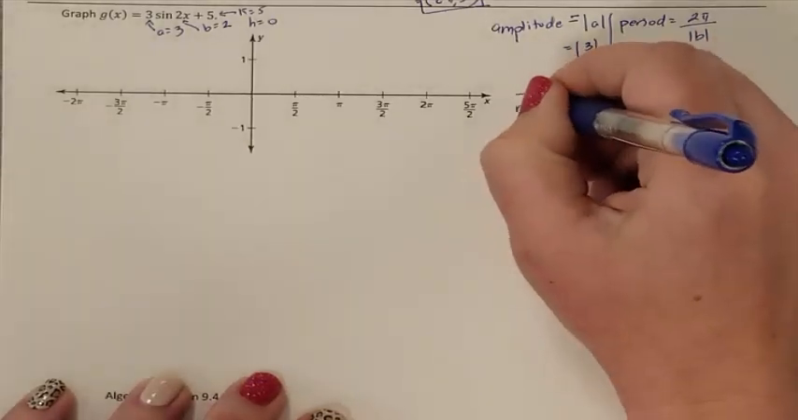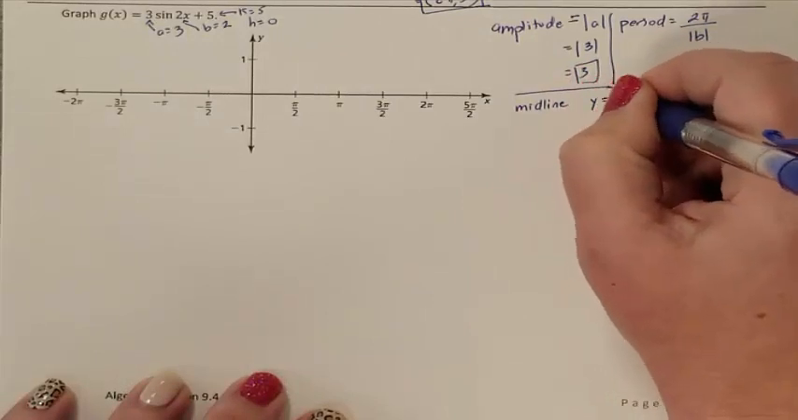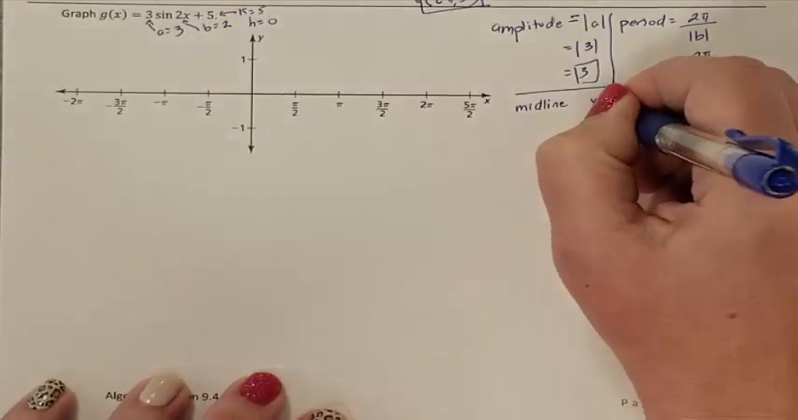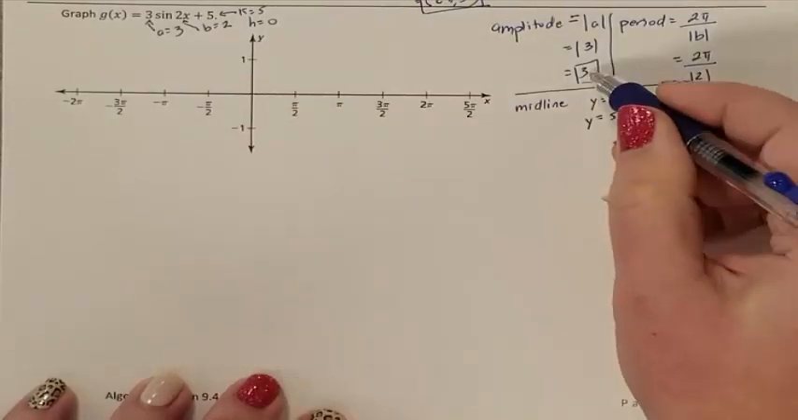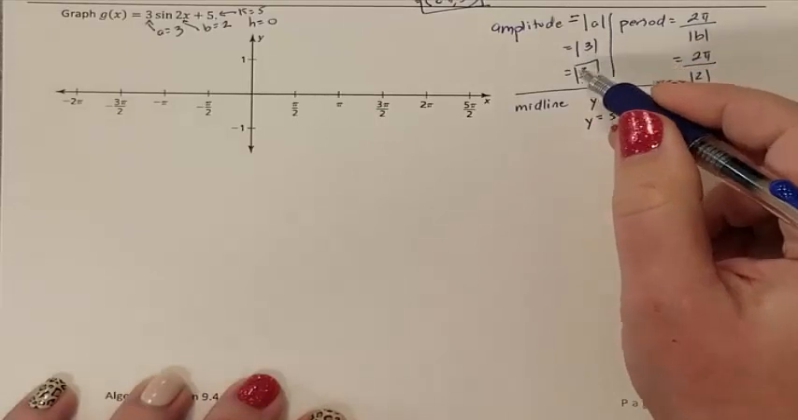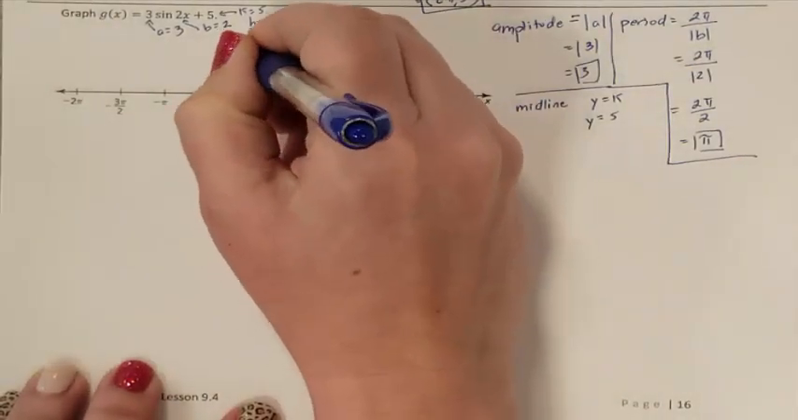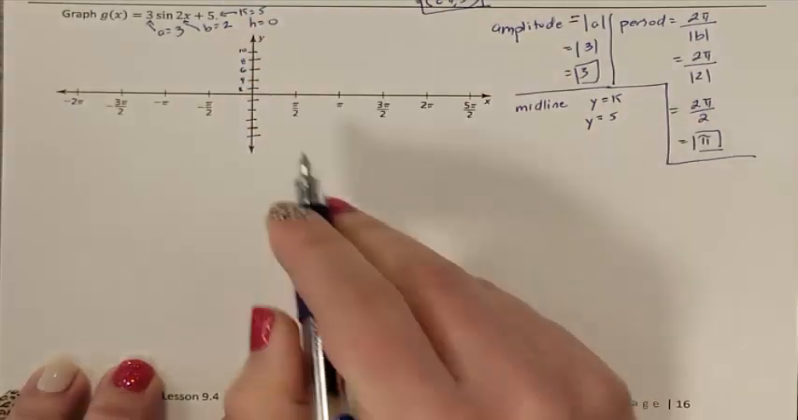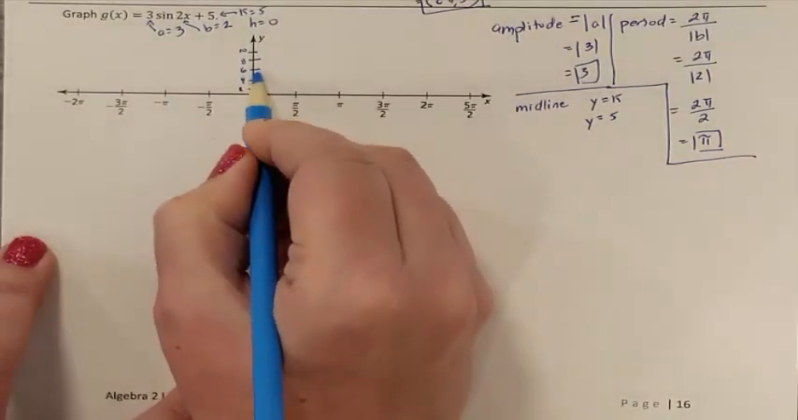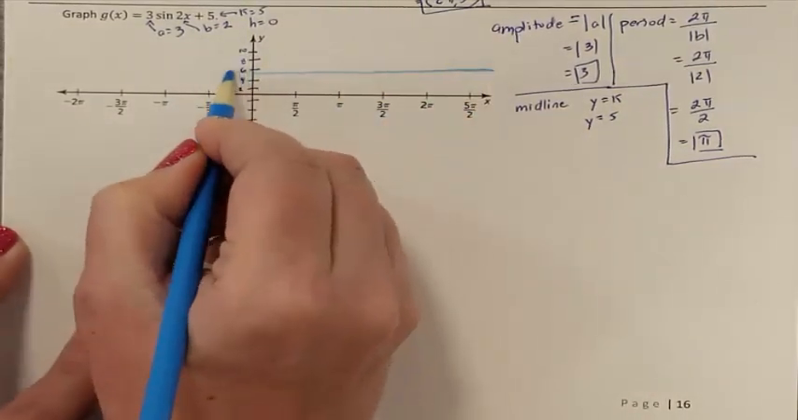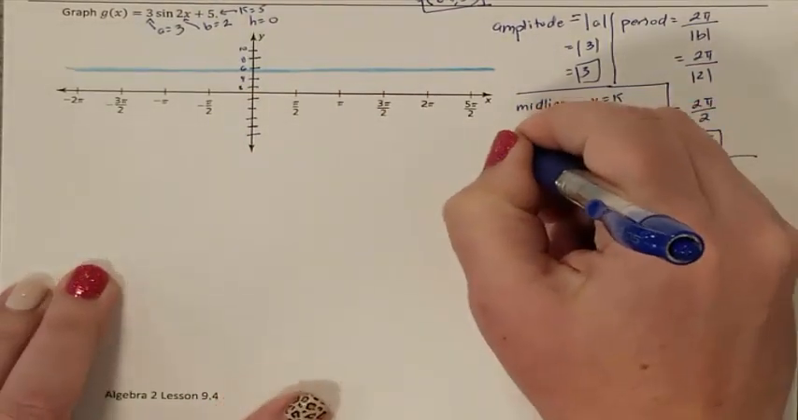I need to figure out where my midline is so I can start graphing things. Midline is the equation y equals k, and my k is a 5, which meant my midline moved up to where 5 is, and I need to make sure that I can go 3 more past that 5. So I need to rescale my y-axis. So here's my y-axis. And I know my midline is now right here at the 5.